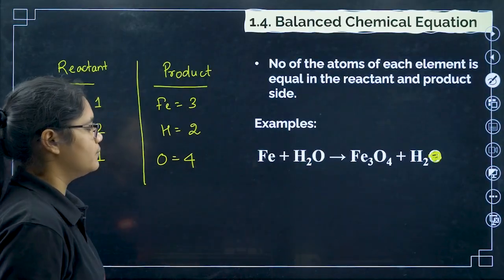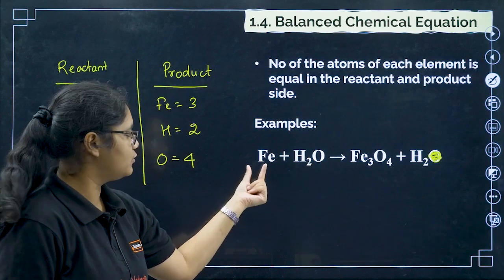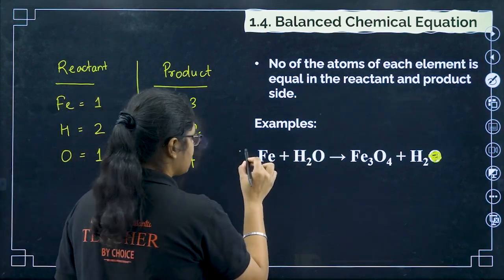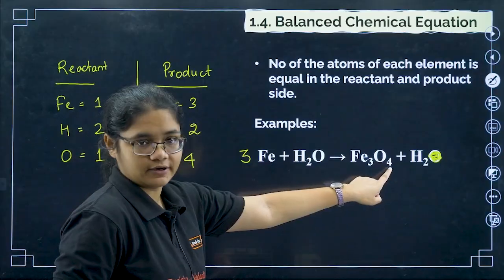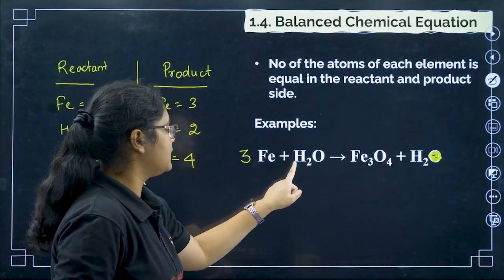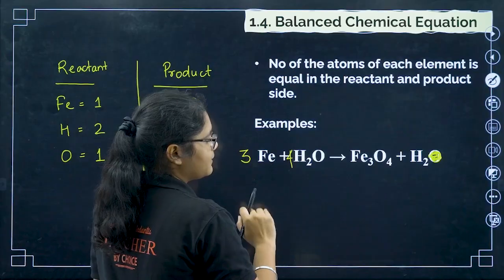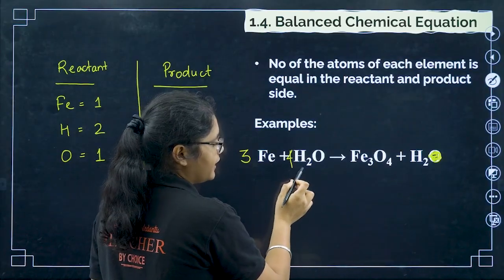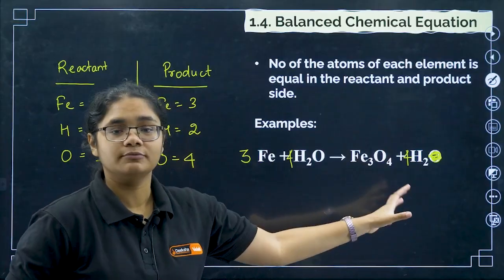Now what we have to do? So you can think that 3 Fe is there, right? So what I can do? I can multiply 3 here. Now if I see oxygen is 4 here, right? So if I multiply 4 here, then I got 4 oxygen, but that makes hydrogen 8, right? So then again I have to multiply a 4 here so that the hydrogen also becomes 8.